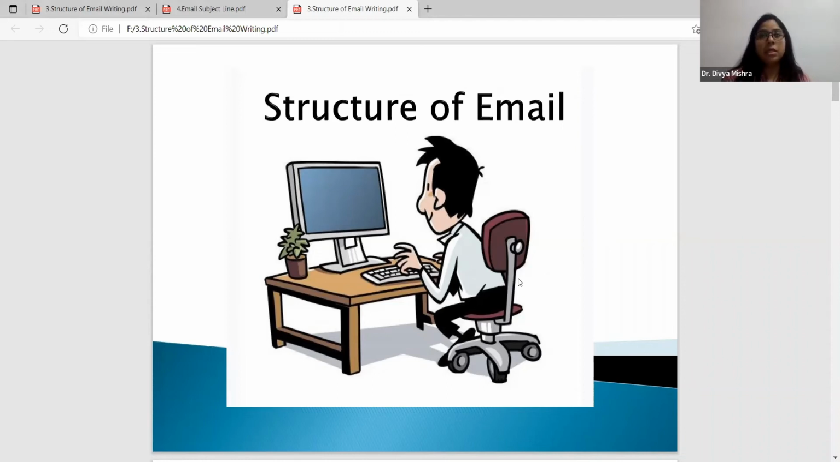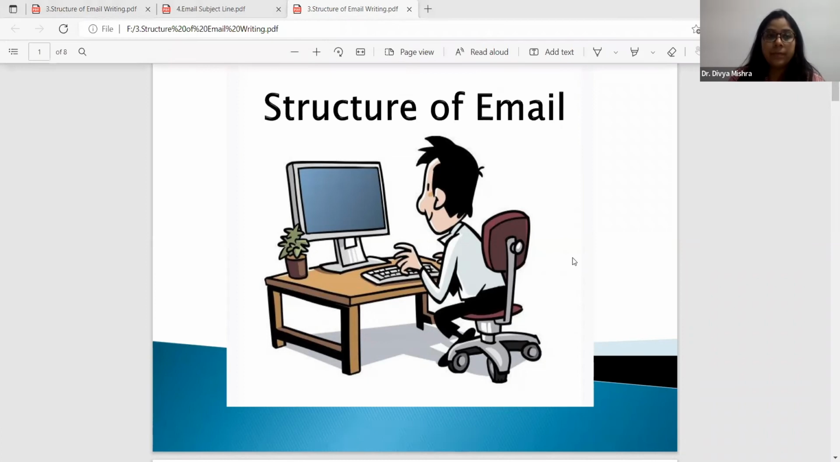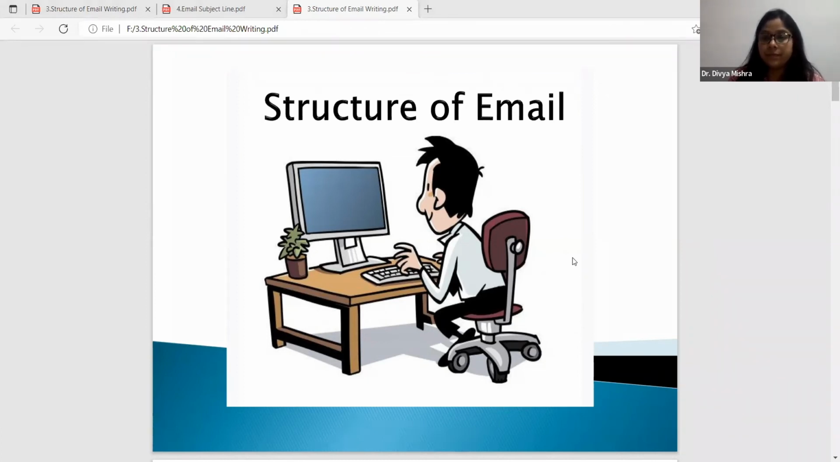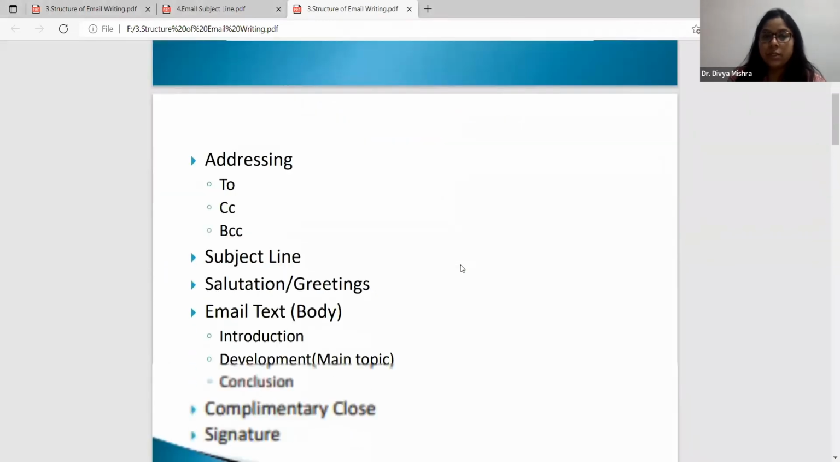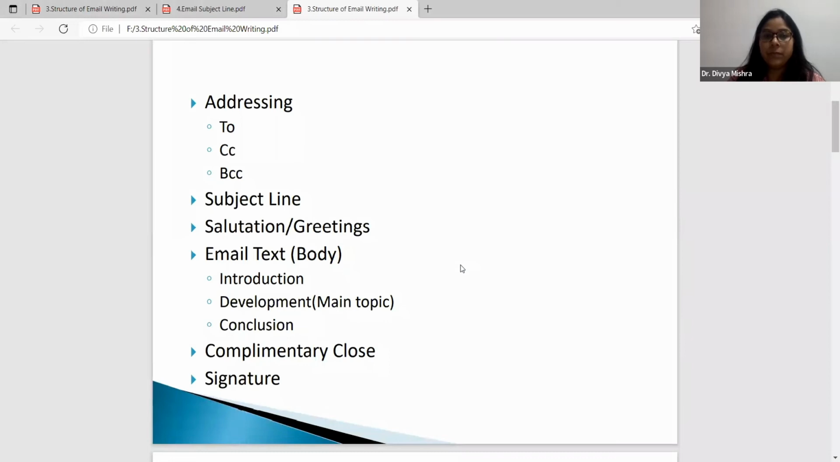You need to understand to whose email ID you need to write in To, whose email ID you need to write in CC, and in BCC. Is there anyone who understands the difference between To, CC and BCC? Can anyone tell me? Okay, nobody responded. So this is the basic structure of email.